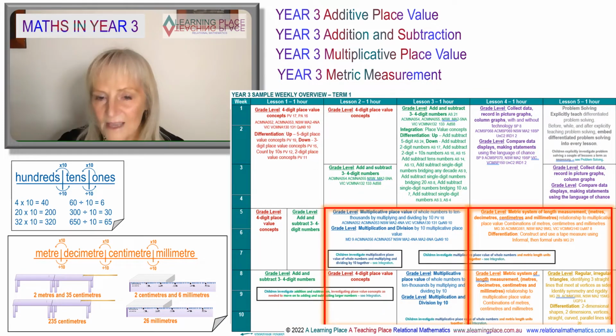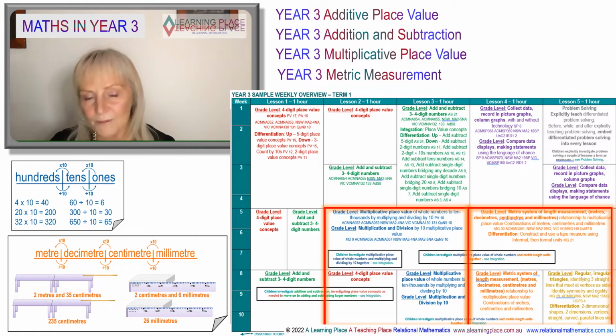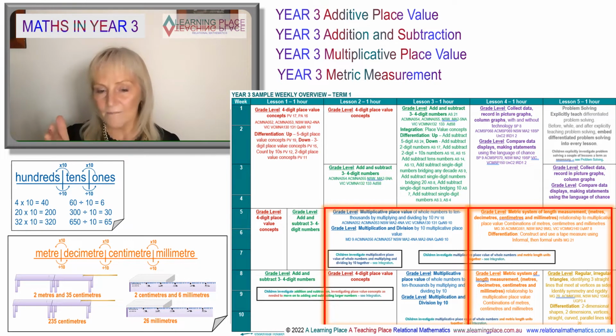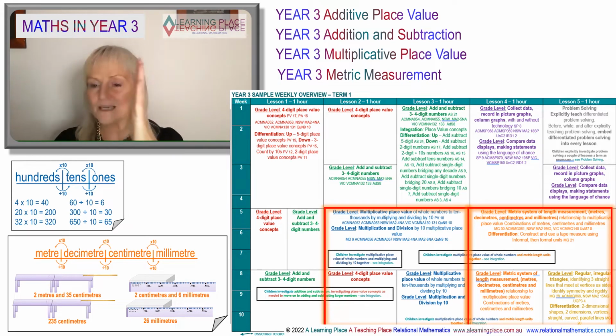Metric length is based on multiplicative place value. What multiplicative place value means is if I have 1, I multiply it by 10, I get 10. I divide that by 10, I get 1. Now thinking about that multiplicatively doesn't mean that I have 10 ones. It means I've made 1 10 times bigger than it was before.